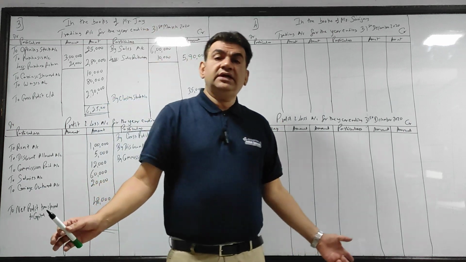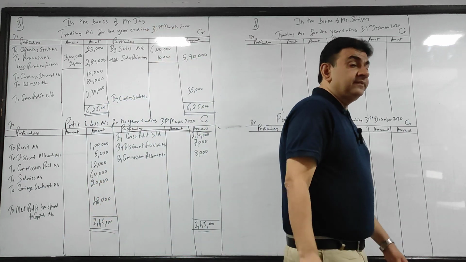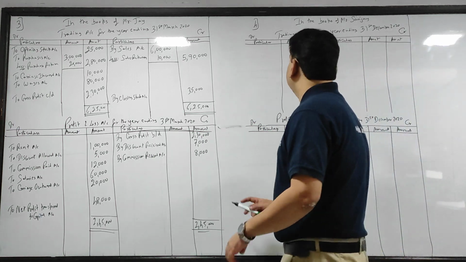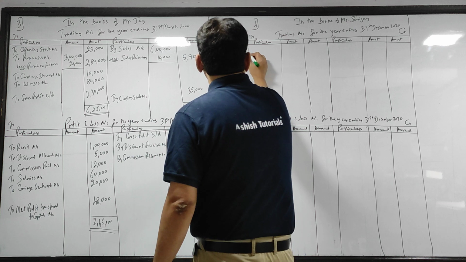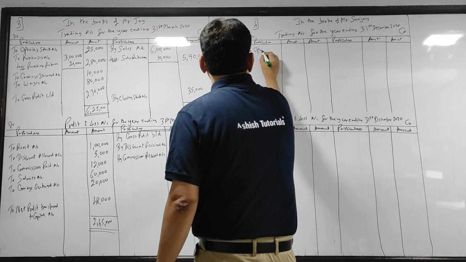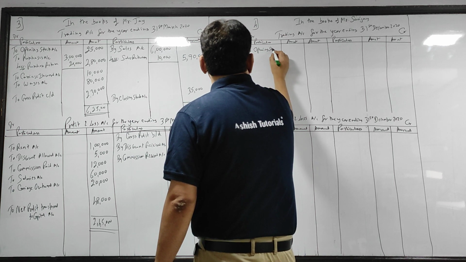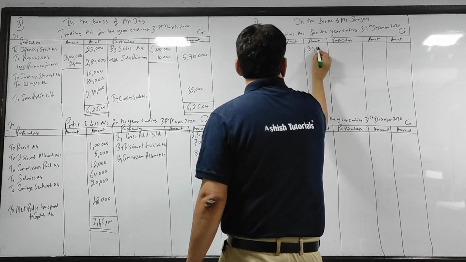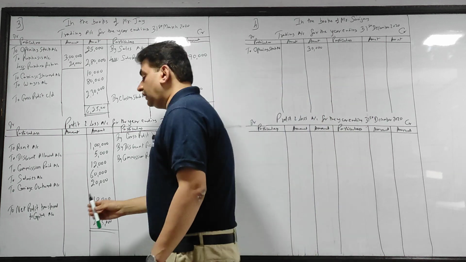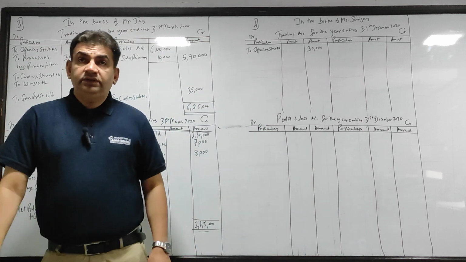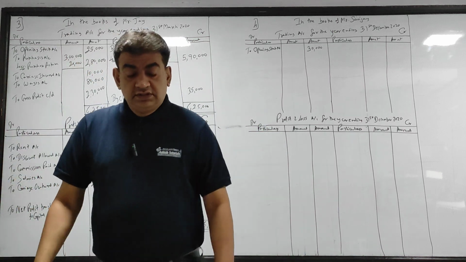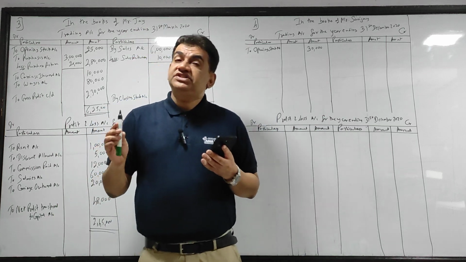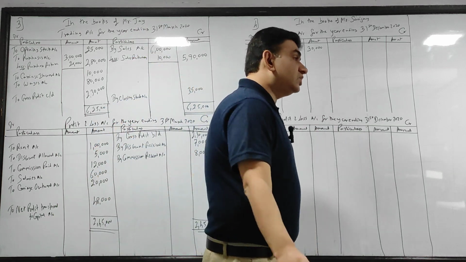Opening stock 30,000, we discussed. Opening stock is the stock which comes from the previous year. Come to the debit side of trading account. To opening stock account 30,000. Okay. Sales. Goods go out. It's an income. Goods going out.